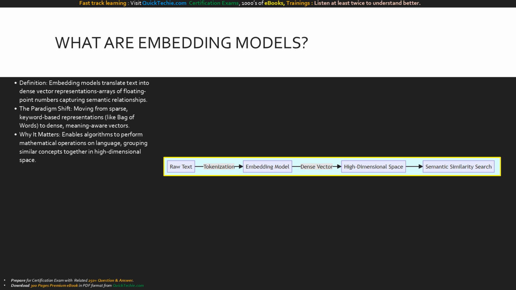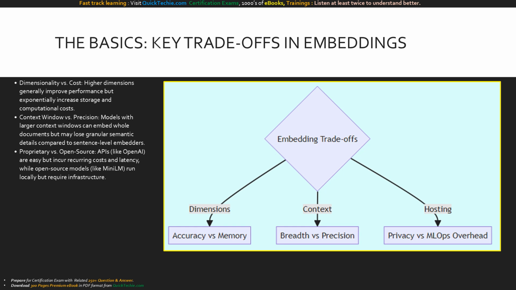Looking at this diagram, you see the journey of raw text. It enters the embedding model and emerges as a dense vector. In high-dimensional space, sentences with similar meanings map to points that are physically close to one another, enabling instantaneous semantic similarity search. In system architecture, there are no perfect solutions, only trade-offs.